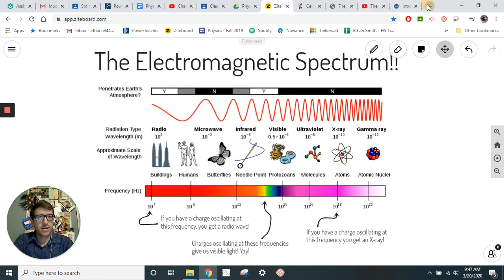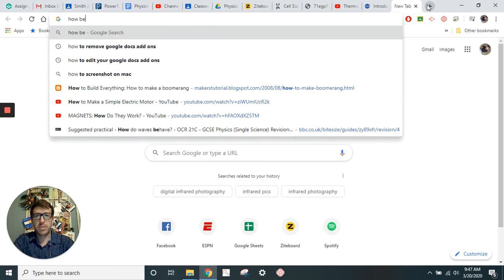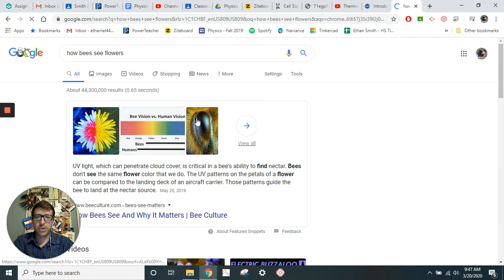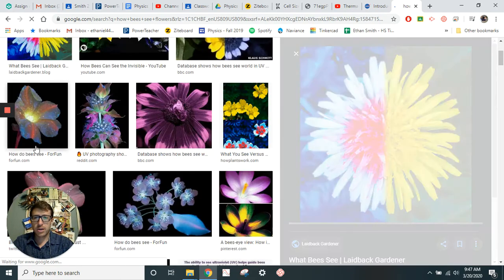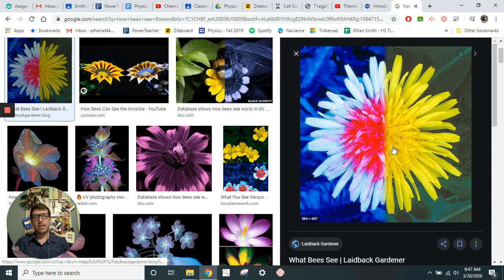In fact, I didn't think of this before, but how bees see flowers, if we look this up, it's actually pretty incredible. Something that may look just like a yellow dandelion to us actually reflects ultraviolet wavelengths that a bee can pick up, and so it has a totally different coloration to it.